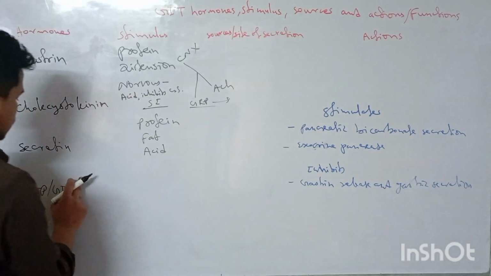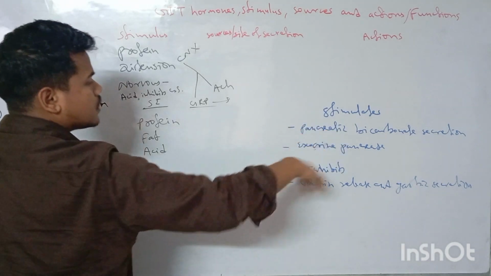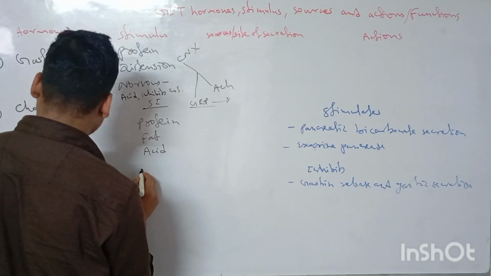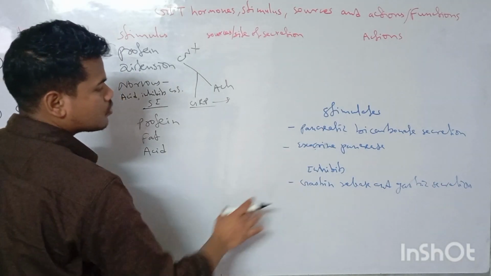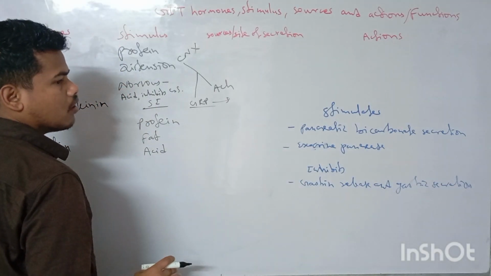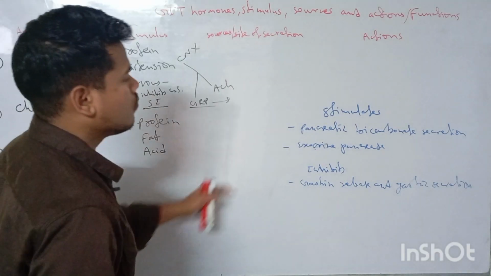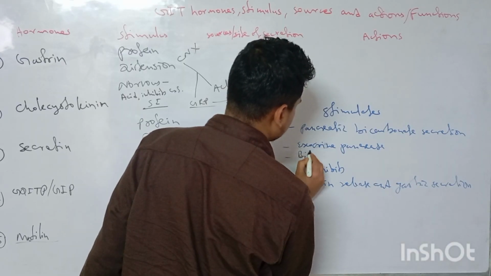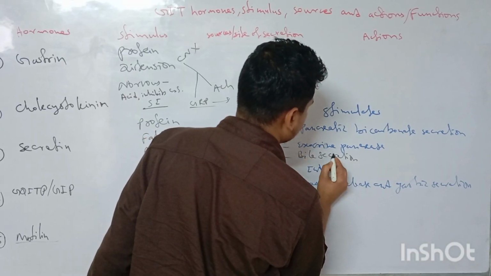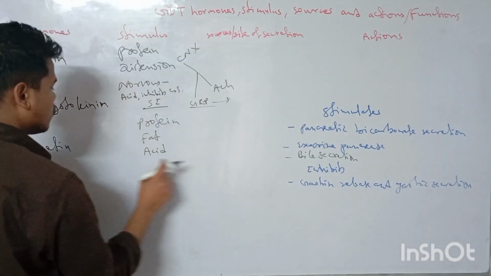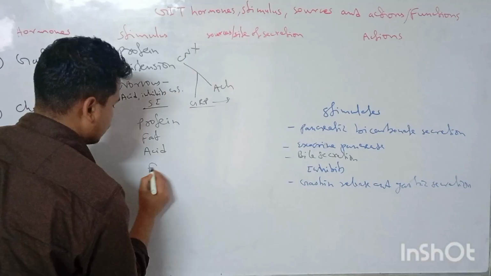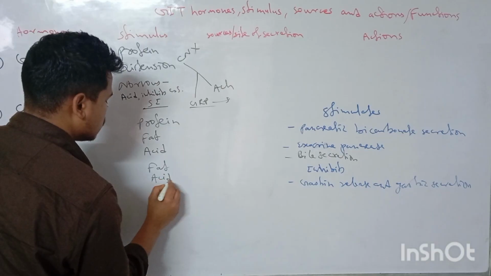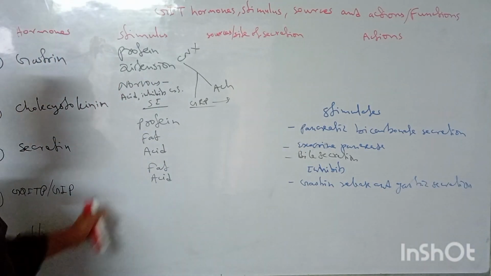So for secretin, it is mainly causing the secretion of bicarbonate. The stimulus will be fat, obviously, and it also mainly enhances bile secretion. So fat will be the stimulus for secretin, and also acid, because acid is causing enhanced release of pancreatic bicarbonate.